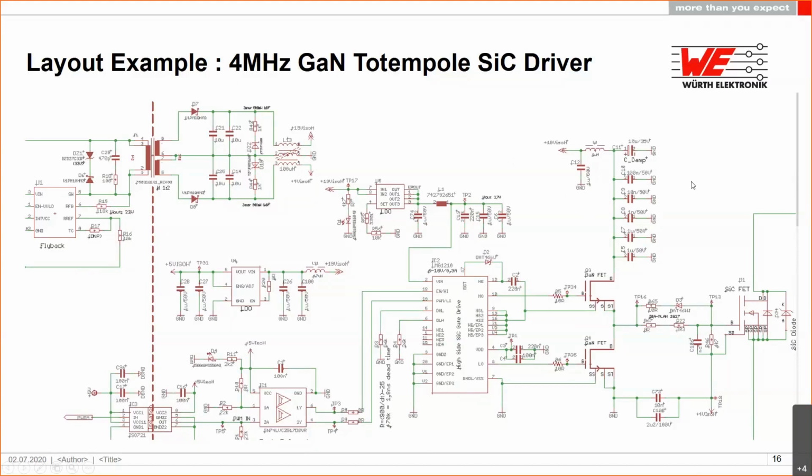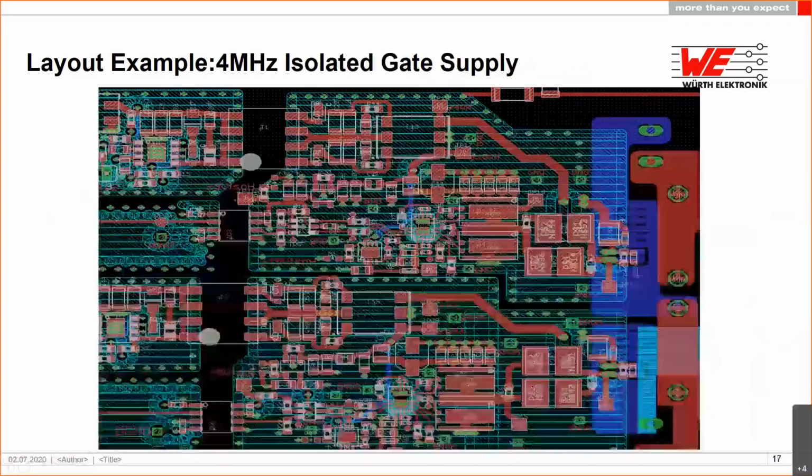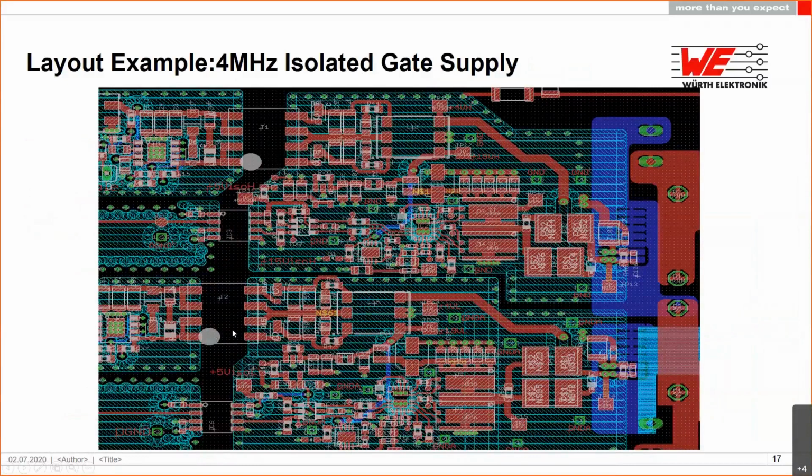From a layout point of view, what's interesting is that we have the transformer of the auxiliary supply. We have the digital isolator on the high side, the transformer for the auxiliary supply, and on the low side, the low side digital isolator. From there to there, we provide a basic insulation for 800 volts working voltage. So it means we have around 5 or 6 millimeter creepage and clearance.